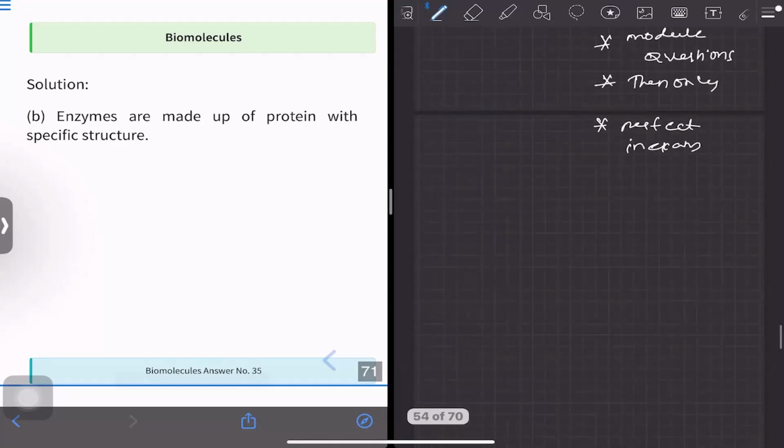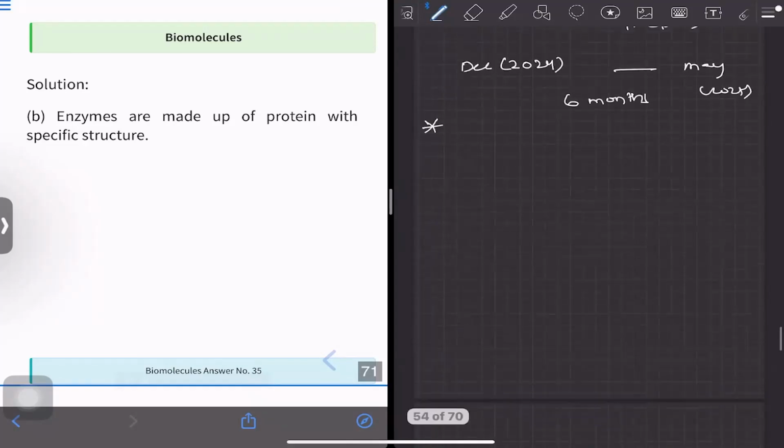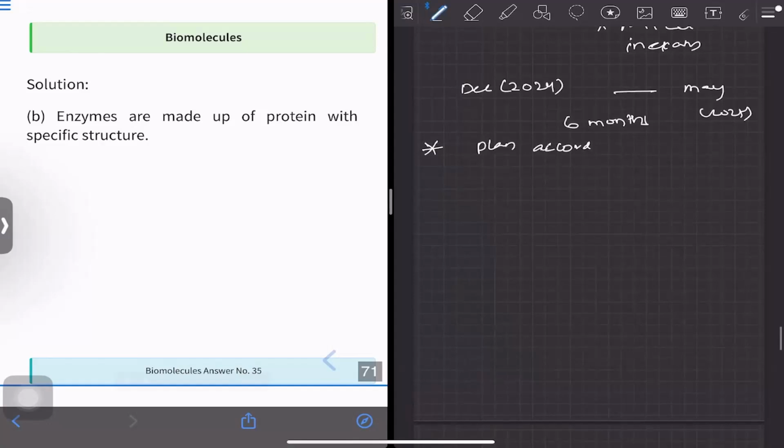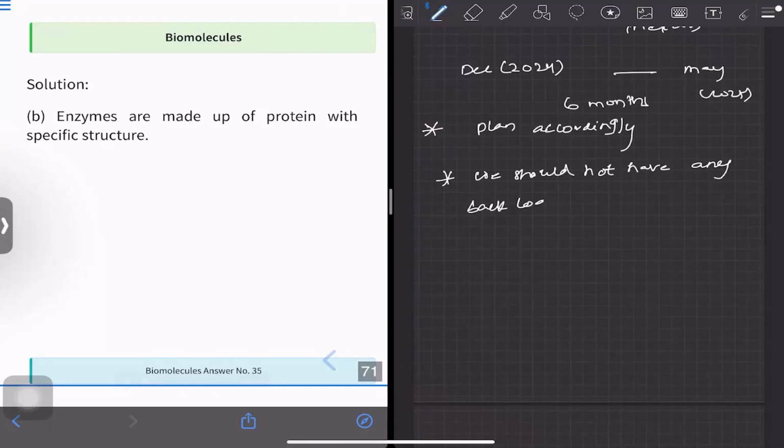See, now we are in December 2024. The exam is in May 2025. That is around 6 to 7 months. So you have to plan properly and accordingly. Then only you can solve subjects easily. First, we should not have any backlogs.